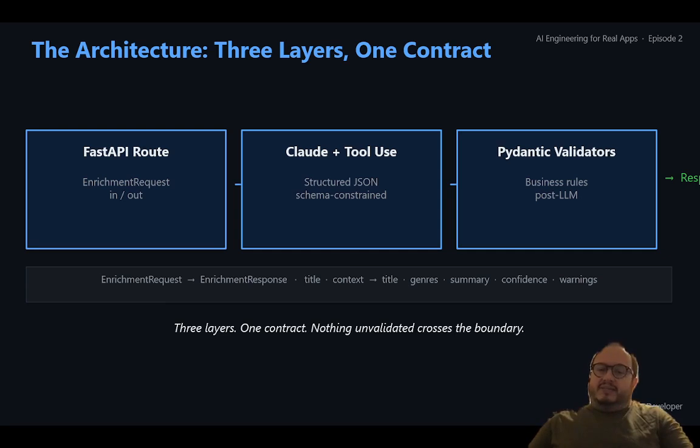The third layer is the validation layer. Pydantic validators that run after Claude returns but before the response leaves the service. These catch the edge cases that slip through even with structured output. A confidence score of 1.5, a genre list that is empty when it should not be, a summary that is technically a string but is only two words long. The data flow is clean. Request in, Claude call with typed schema, Pydantic validation, response out. Nothing unvalidated ever leaves the service.